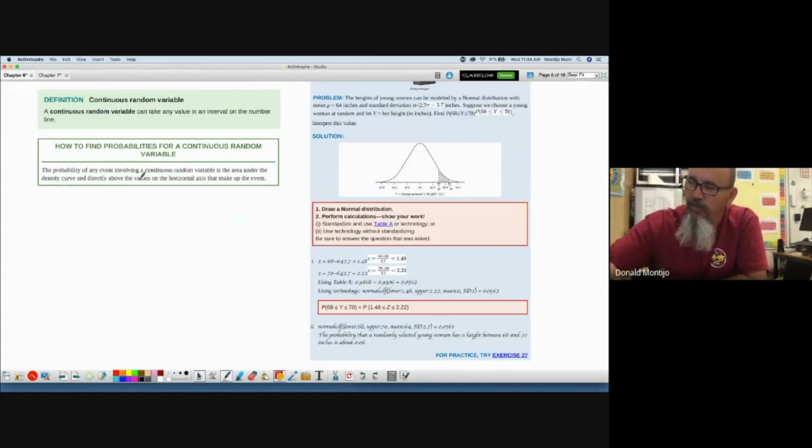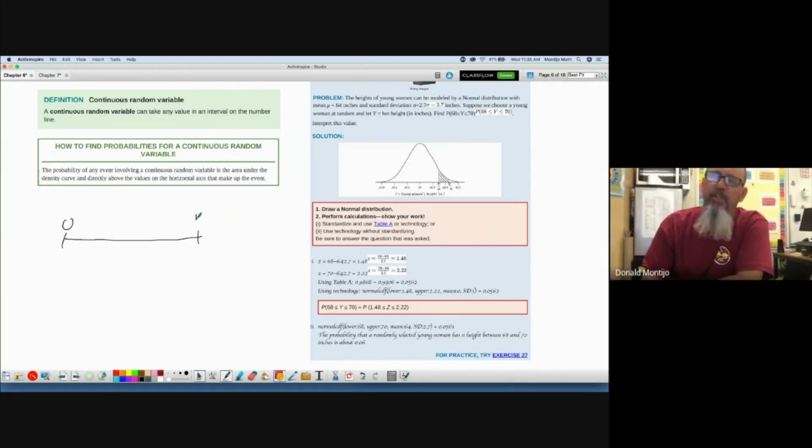So we've looked at discrete random variables. Well, what about a continuous random variable? A continuous random variable can take any value in an interval on the number line. An example of a continuous random variable would be pick a number between 0 and 1. So if we think about a number line from 0 to 1, pick a number between 0 and 1. You might say 0.8. And your friend might say 0.88. And then the person next to you says 0.888 and 0.88888. We could do that forever. There's an infinite number of values that X can take.